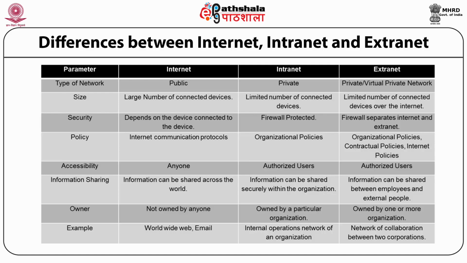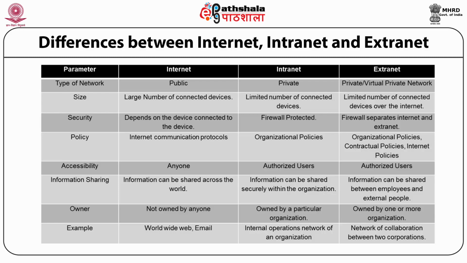Referring to security, the internet depends on the devices connected to it. Under the intranet, we have firewall protection, and in the extranet, the firewall separates the internet and the extranet. The policy, as far as the internet is concerned, is internet communication protocols. Under the intranet, largely the organizational policies are intact, and in the extranet, it is organizational policies, contractual policies, and internet policies, all in synchronization and in existence. The accessibility under the internet: anyone could access. Intranet, only the authorized user has access, whereas extranet, also the authorized user has access.